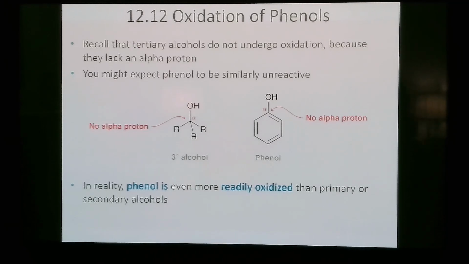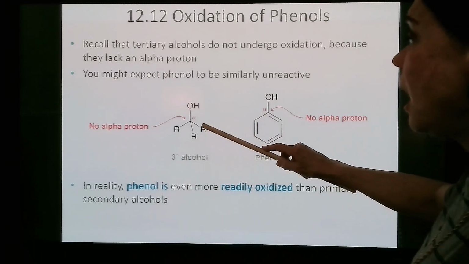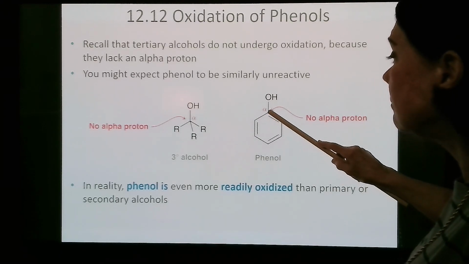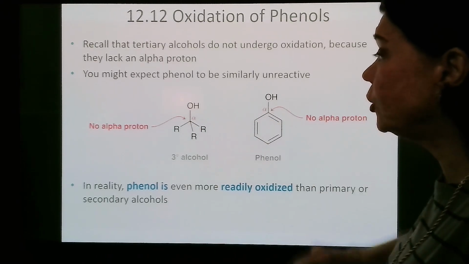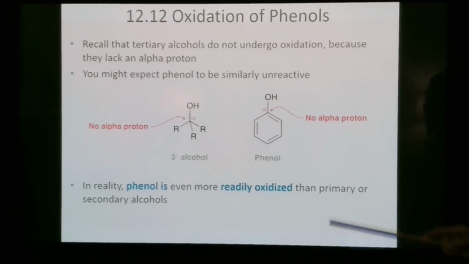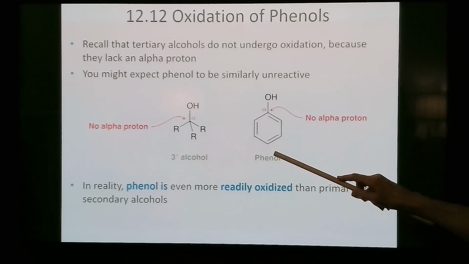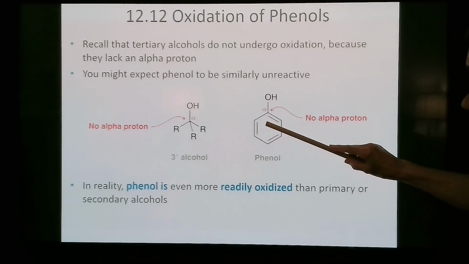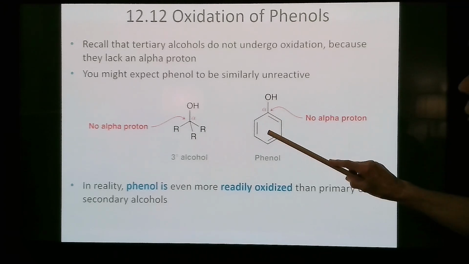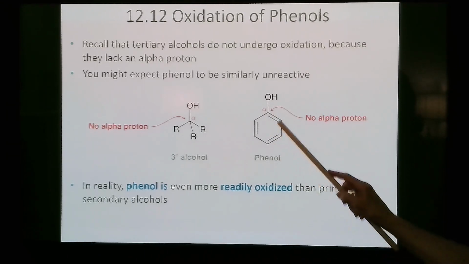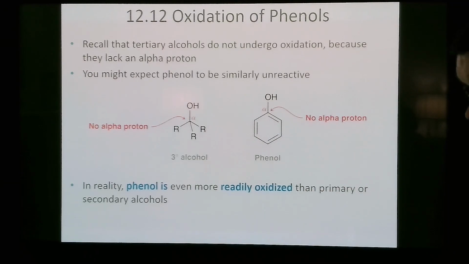Now notice in the case of phenols, you have no alpha proton, just like in tertiary alcohols. So tertiary alcohols are not very reactive, but phenol can be oxidized because of the electrons here in the ring. You can carry out reactions on phenol, and it can be oxidized even without an alpha proton.